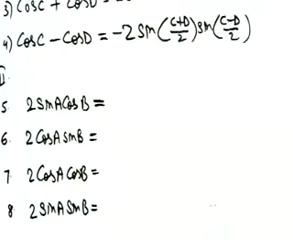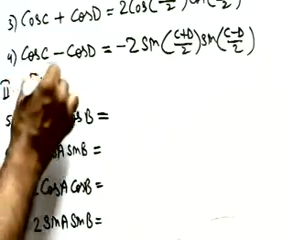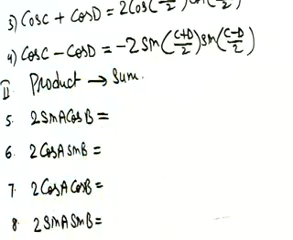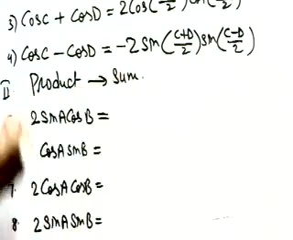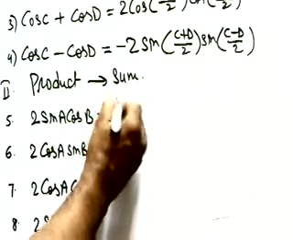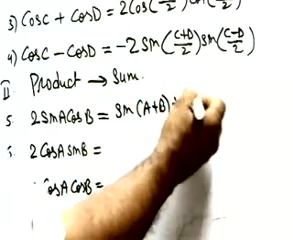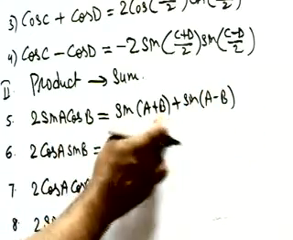In the same way, we have 4 formulas for product to sum. We call these 4 formulas product to sum. Therefore, we call these formulas transformations. We are transforming from product to sum or sum to product. Now 2 sin A cos B will be sin (A plus B) plus sin (A minus B).